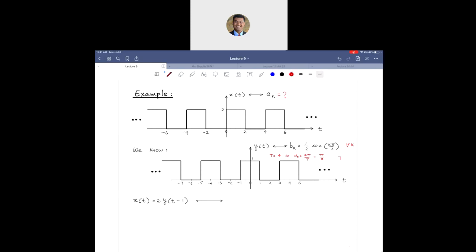t1 is 1 here and capital T is 4 here. That is also already written. So you can plug that in and find b sub k.